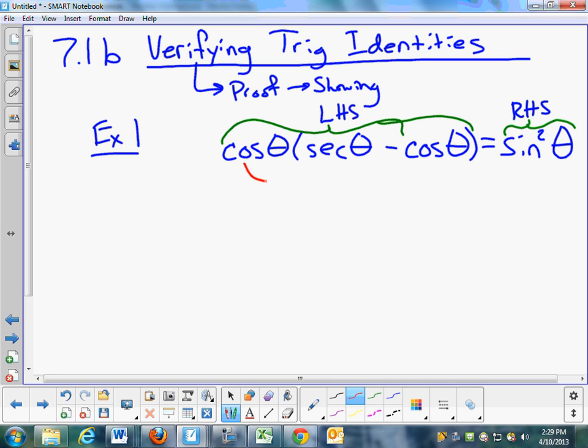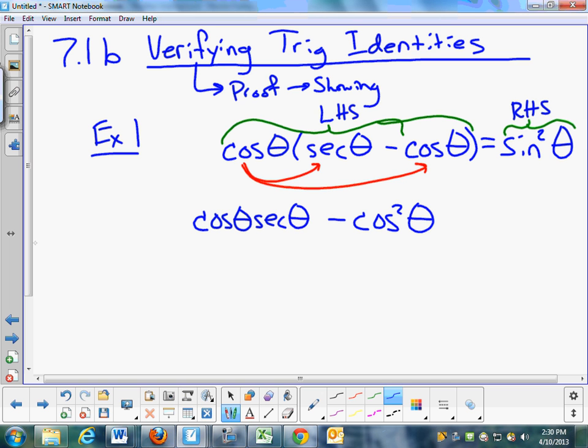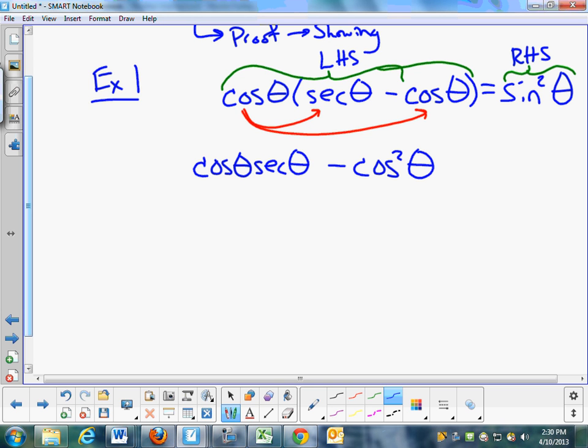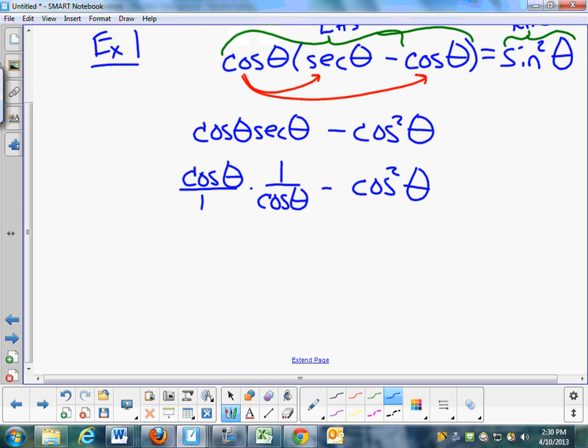Good. Let's distribute. Cosine of theta times secant of theta minus cosine squared of theta. Now what? Okay, so secant is the reciprocal of cosine, because cosine and secant are inverses of each other. You could have skipped that step if you wanted to. What happens when you take cosine times secant? You just get 1. So again, I just continue to work on the left side and write the stuff down.